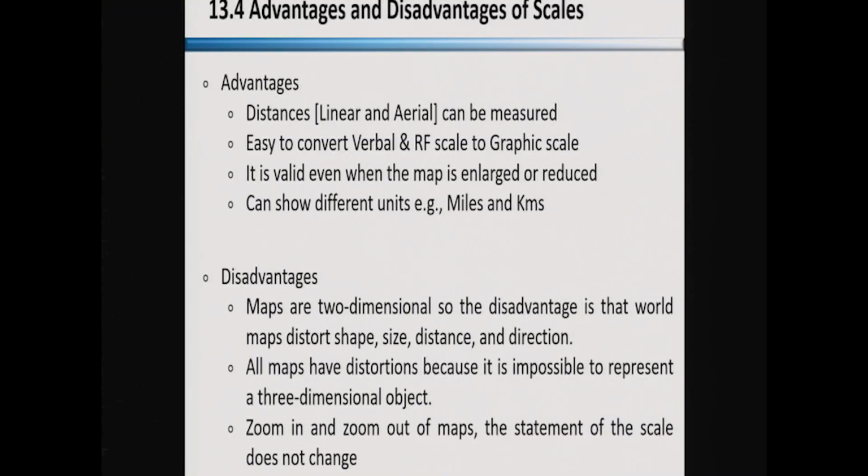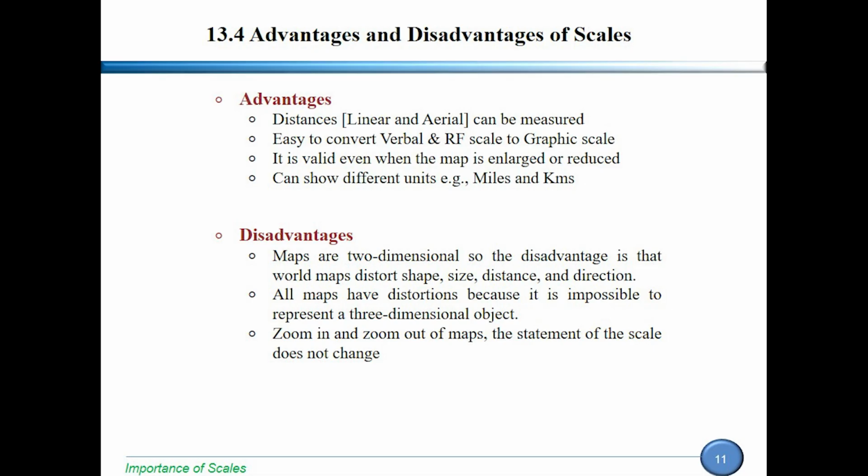Simultaneously, when we look at the advantages and disadvantages of scales in a map, there are advantages, but very few disadvantages also. Now, we will discuss the advantages. Predominantly, there are four important advantages of the presence of this particular scale on the map. The first is that linear and aerial distance can be measured very accurately.